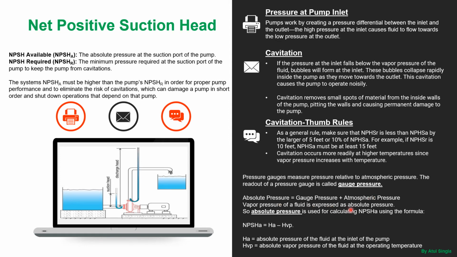So vapor pressure of fluid is expressed as absolute pressure. Okay, so we know now what is absolute pressure. Vapor pressure is expressed in the form of absolute pressure. Then this absolute pressure will be used for calculating the NPSH available, right? So NPSH available will always be absolute pressure of the fluid at inlet minus the absolute vapor pressure of the fluid at operating temperature. So this is the basic formula to calculate the NPSH available. So these are the few of the terms which are relevant with respect to pressure, which will be used in so many calculations which we are going to perform in next slide.